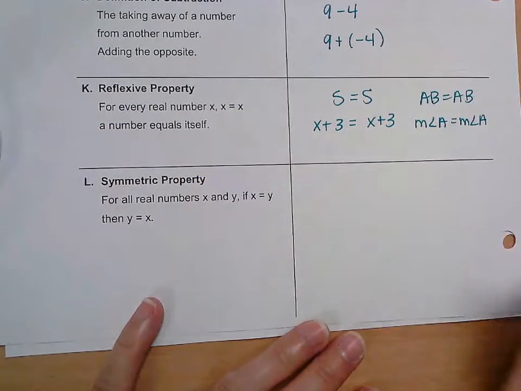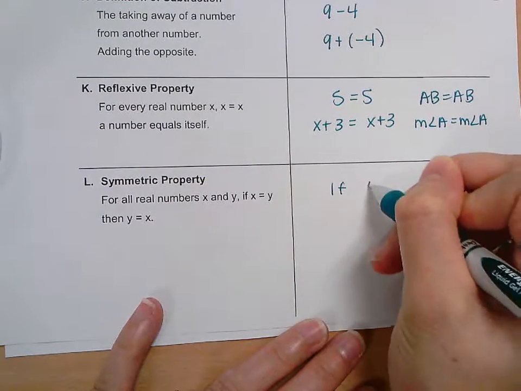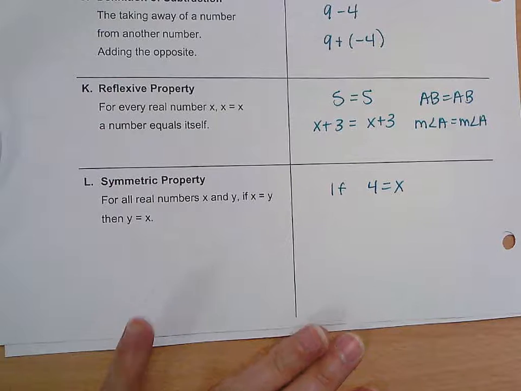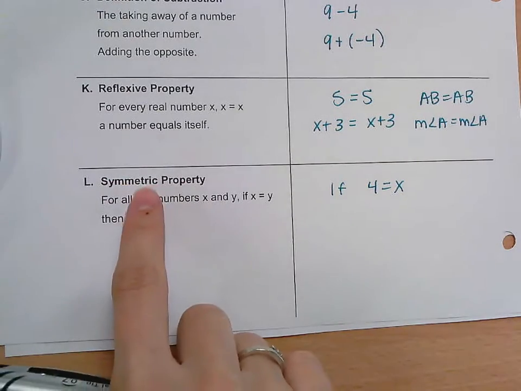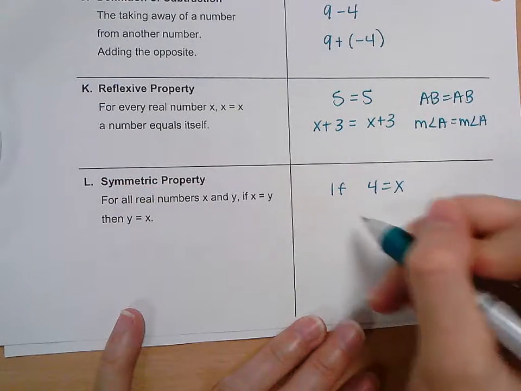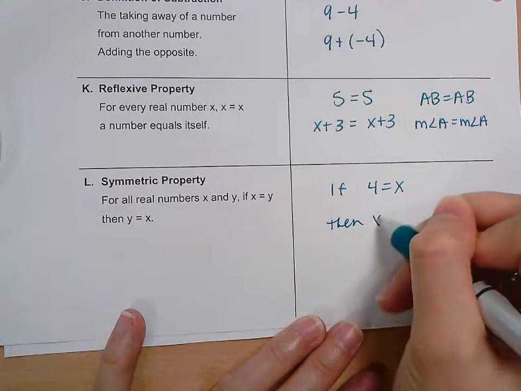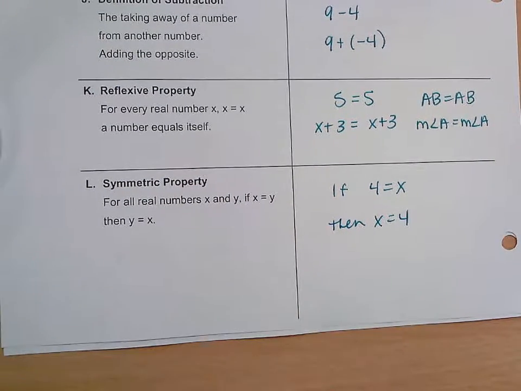How many of you, when you solve an equation, if you were to get this as your answer, 4 is equal to x, before you circle your answer, would switch it to say x equals 4? I know I do that. That's the symmetric property. You don't even think twice about it, you just do it, you know it's true. So if I know 4 is equal to x, then I can switch it around to say x equals 4. That's the property that says you can do that and it's still true.